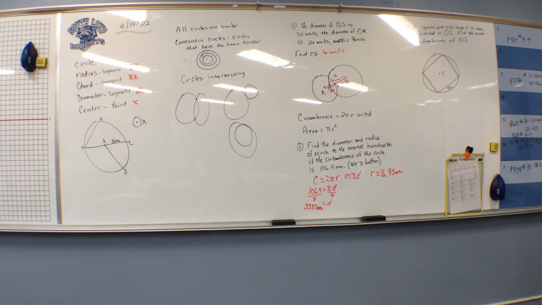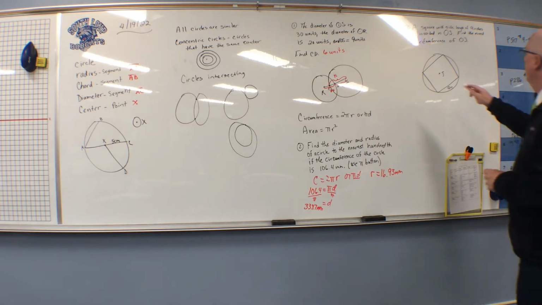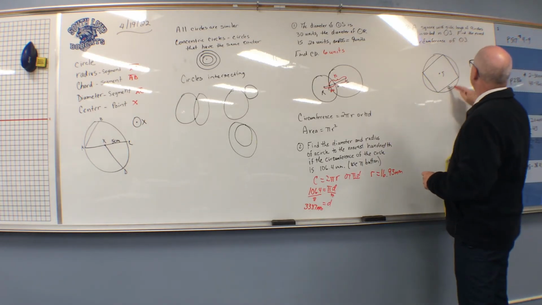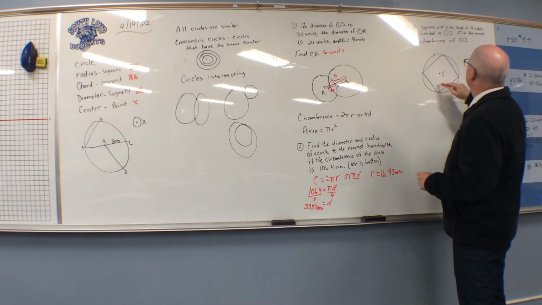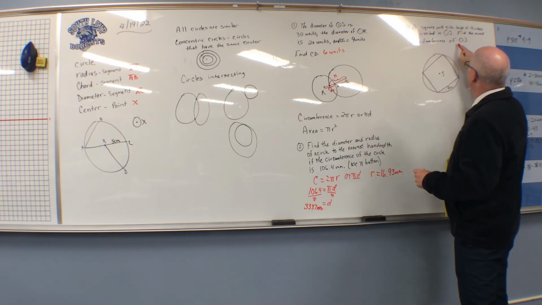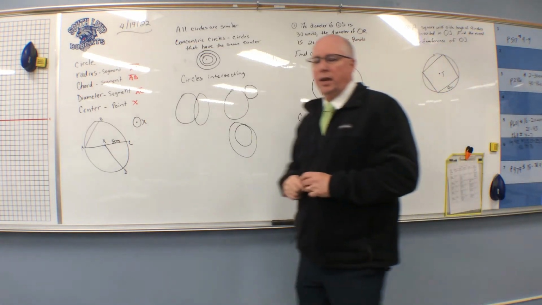Okay? It's on the outside. You understand the difference? Do you understand it? Okay. Here we have a square with side 9 inches long that is inscribed in circle J. Find the exact circumference of circle J.